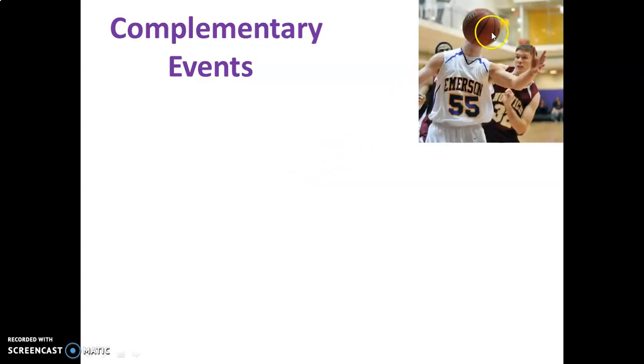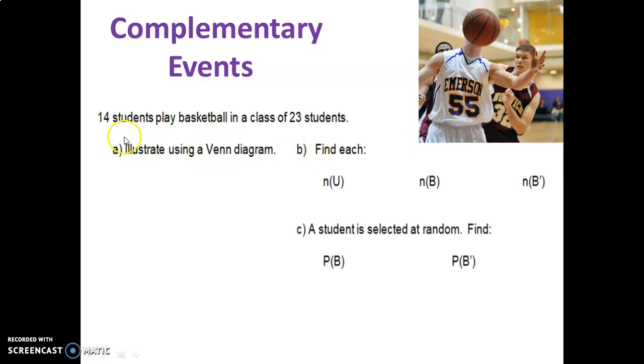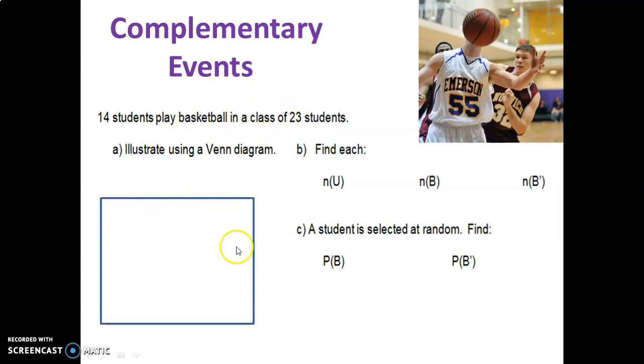We have this great photo here. Enjoy that. All right, now the situation is we have 14 students who play basketball in a class of 23. So the rectangle will represent the entire class, or what we call the universal set. So we use the letter U, 23 students. Within that rectangle of all the students, we have this group here, this set, and I'm going to call it set B, and those are going to be the students that play basketball, and we have 14 of them. Okay, great. That's a basic Venn diagram. There's only one set within this universal set.